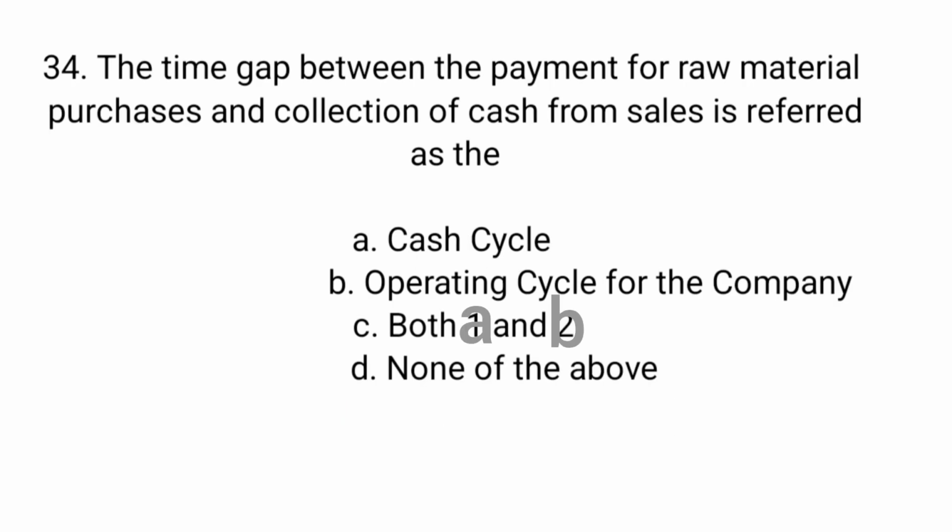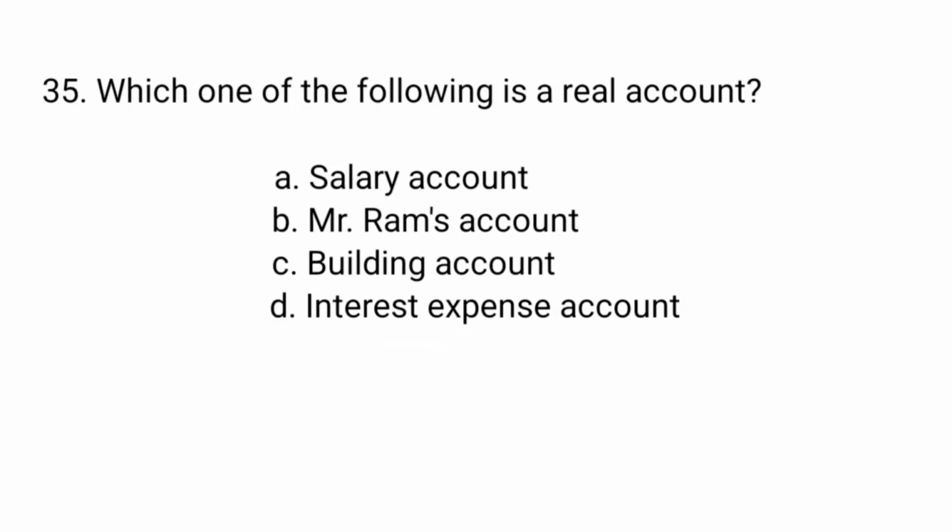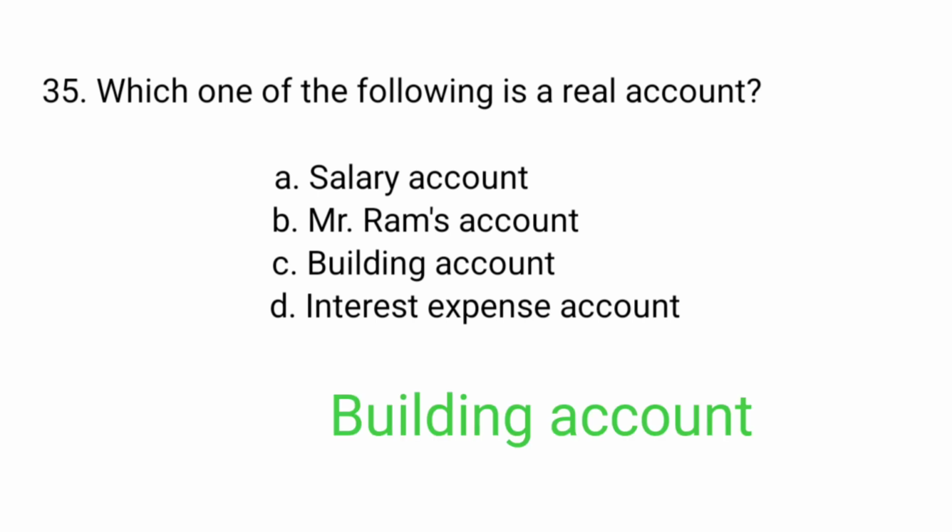The time gap between the payment for raw material purchases and collection of cash from sales is referred to as the option cash cycle, operating cycle for the company, both A and B, none of the above. Cash cycle. Which one of the following is a real account? Salary account, Mr. Ram's account, building account, interest expense account. Building account.